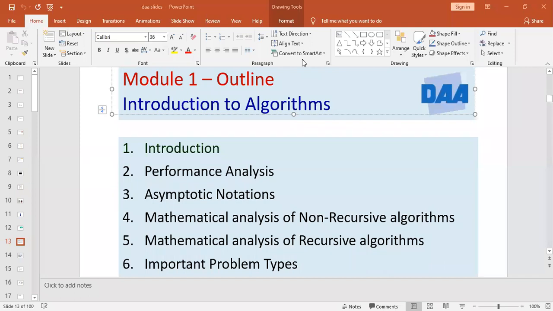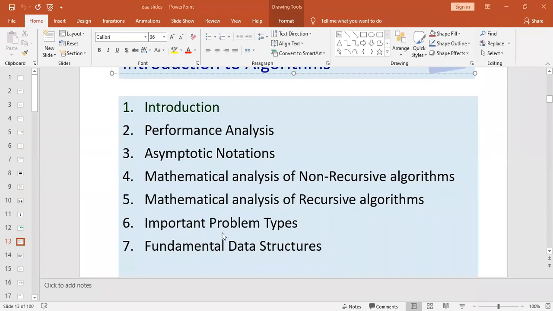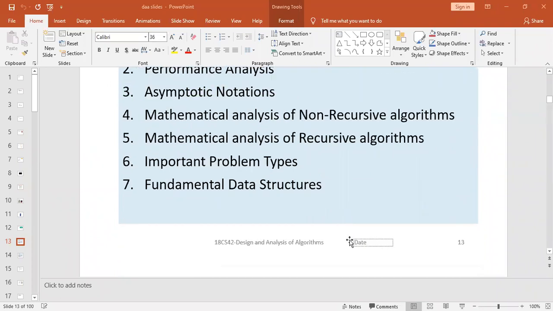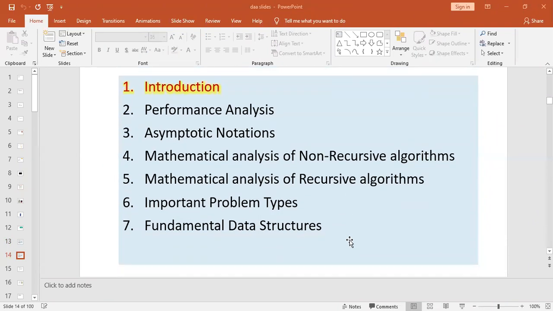So we have gone through some definitions. What are all the things you will be studying in this module 1? First is introduction, performance analysis, asymptotic notations, mathematical analysis of non-recursive algorithms, analysis of recursive algorithms, important problem types, and finally fundamental data structures. So these are the 7 concepts that we are going to discuss in module 1. Okay.